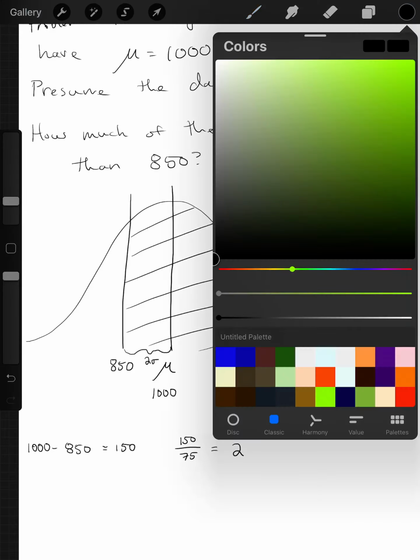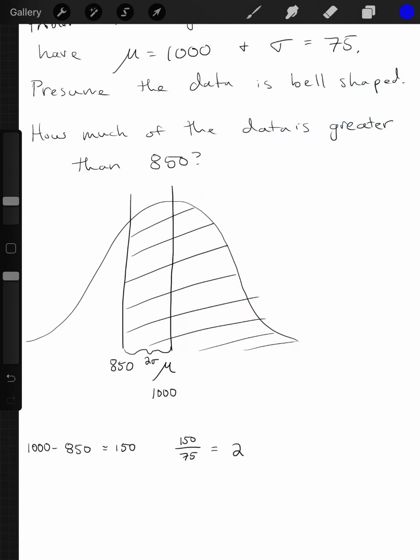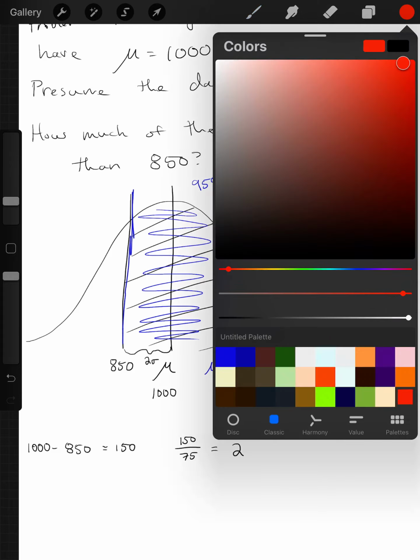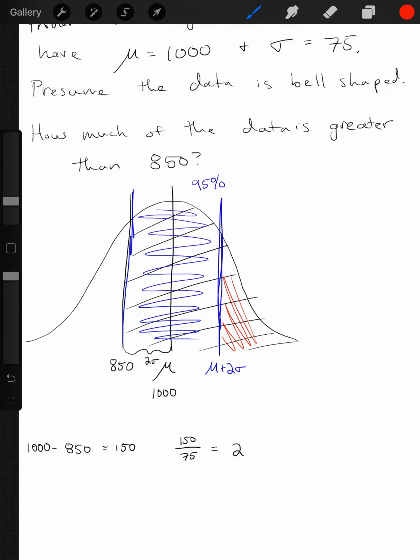Now, what's it called? The empirical rule that we have tells us that between this value and mu plus 2 sigma, so for this piece, we should get 95%. Right? But that leaves us a problem. That's not all we want to have. We also want to know about this piece.